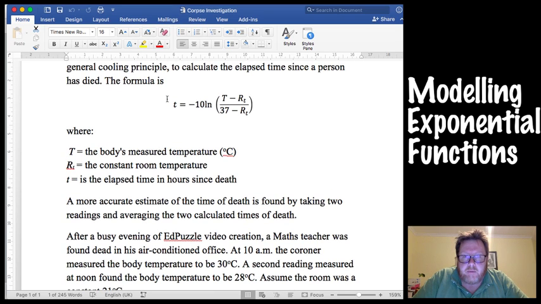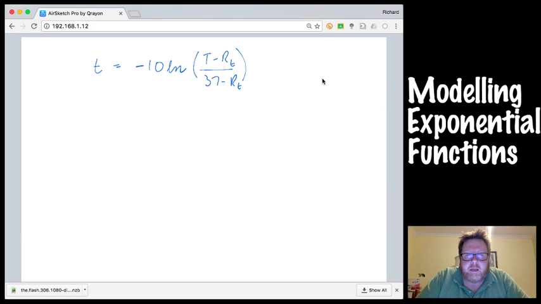Let's have a look at the function. I'm just going to write it down on my screen and then I'll flick over so you can see what I'm writing. So t equals -10 ln of t minus r subscript t over 37 minus r subscript t. Alright, so there it is. Now, notice I use cursive for ln. That's just how I do it, because if I just write ln like that, it kind of looks like a 1.